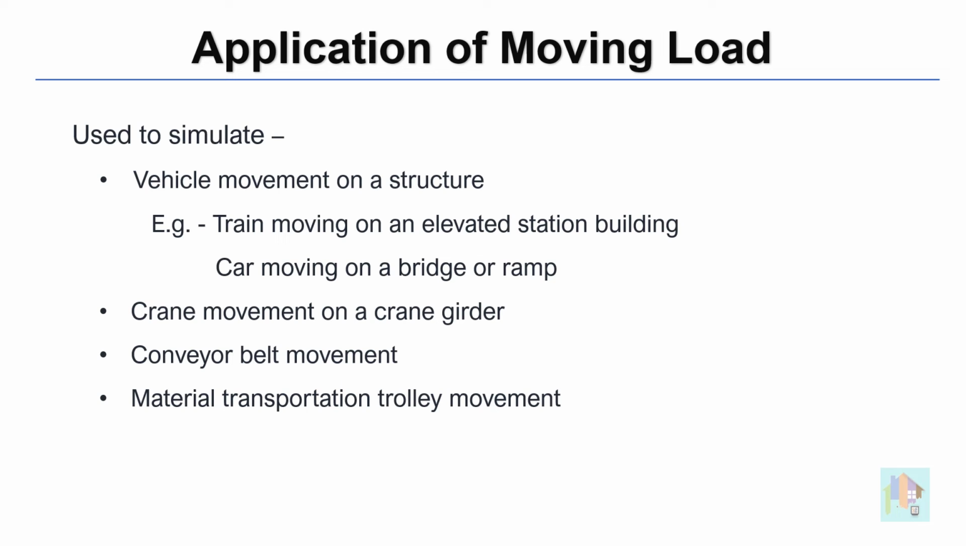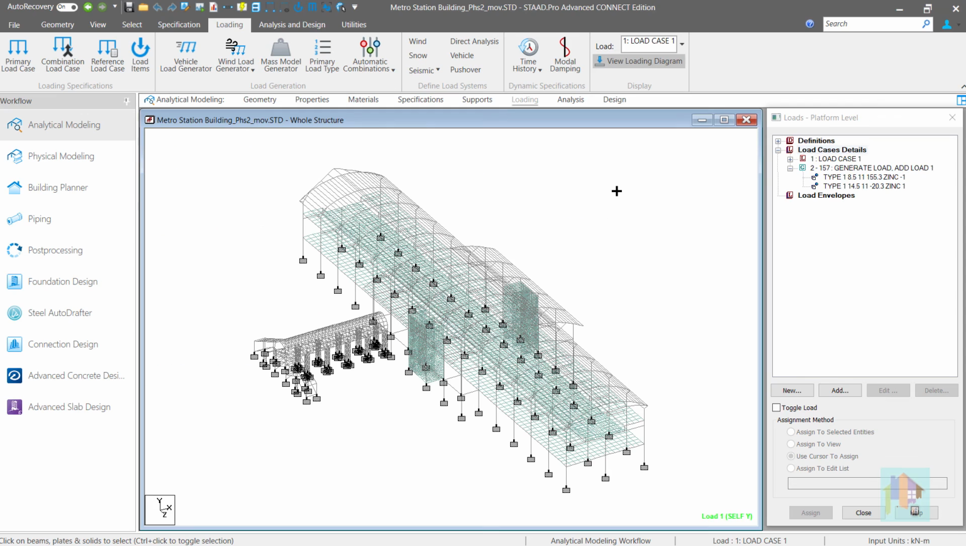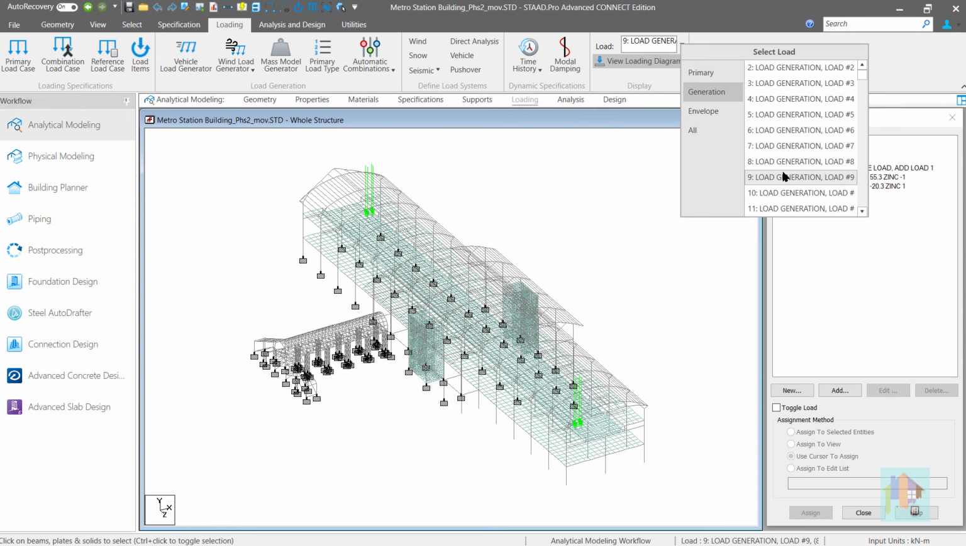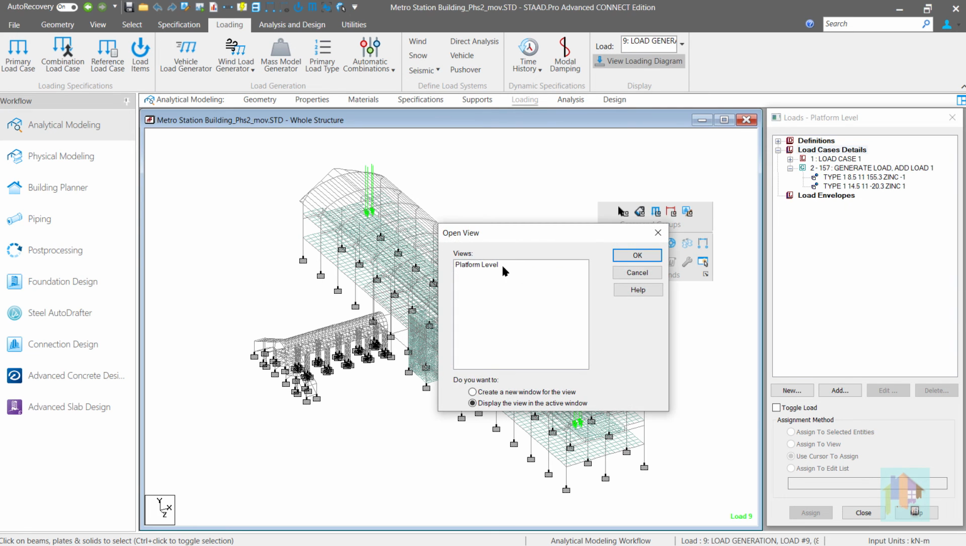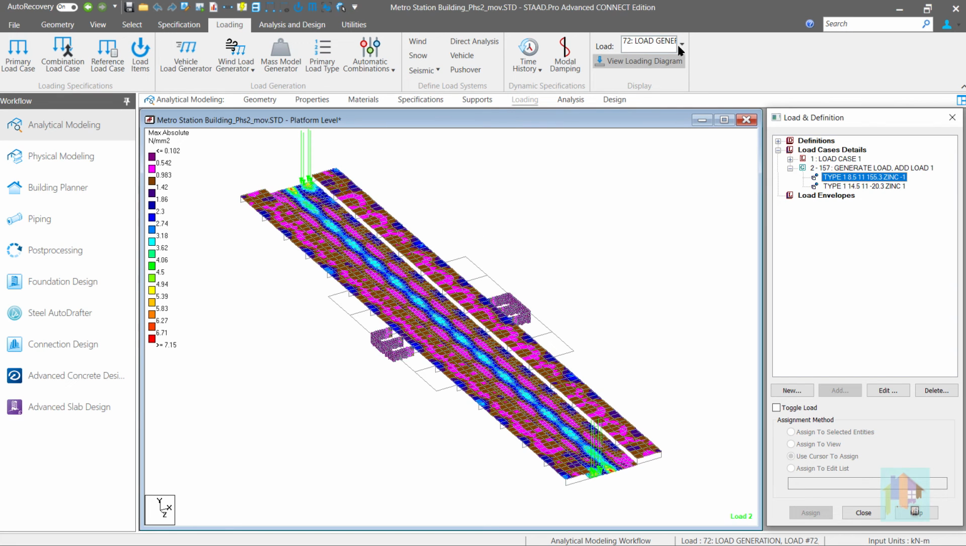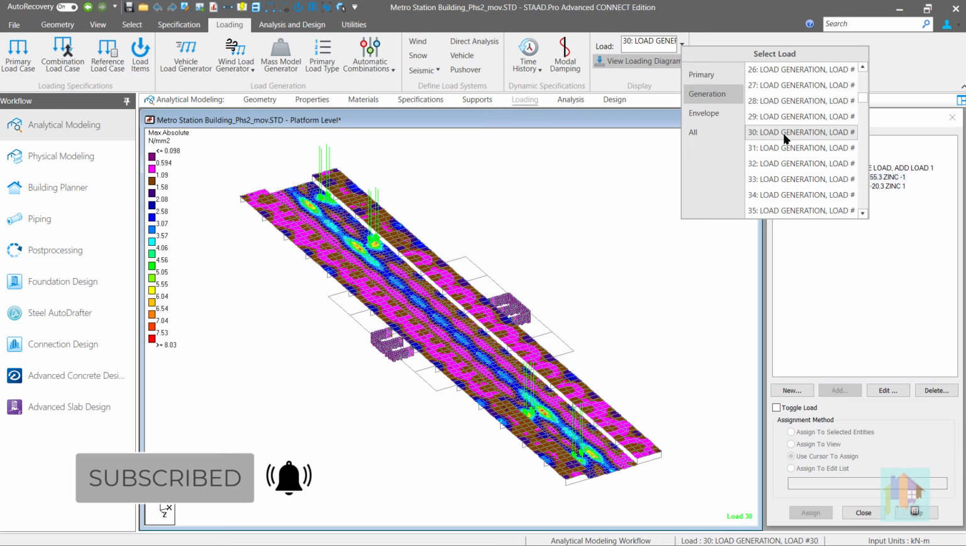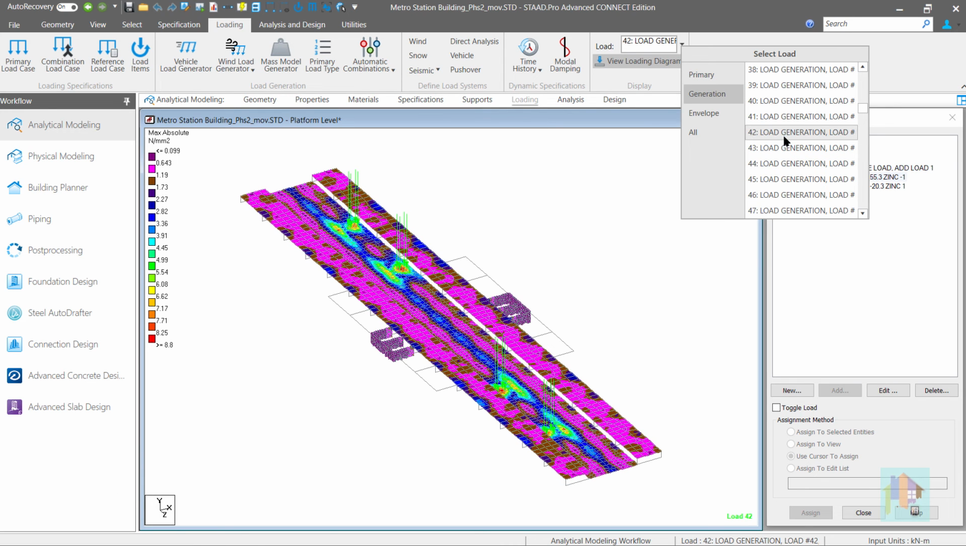Application of moving load is not only limited to bridge or crane girder analysis. There are several other conditions when we need to consider a time-varying load, like analysis of an elevated station building where one or multiple trains can move from different directions. This is one of my old projects on metro station building design. In this model, I have considered a moving load to calculate the critical condition which is used later for design of slab and beam. Similarly, for a conveyor belt structure or any structure used in a plant to support a material transportation trolley, we need a detailed analysis considering moving load.